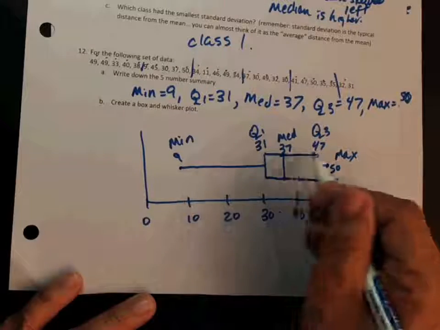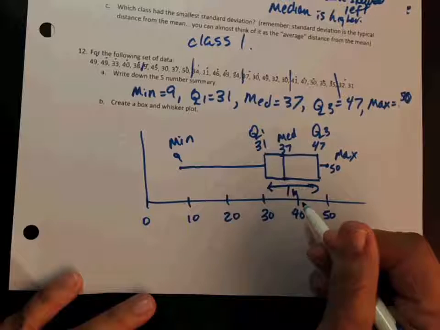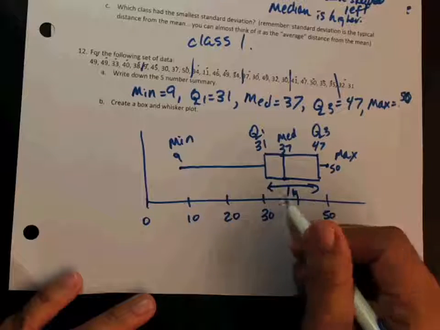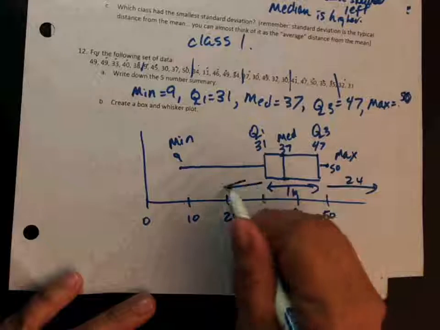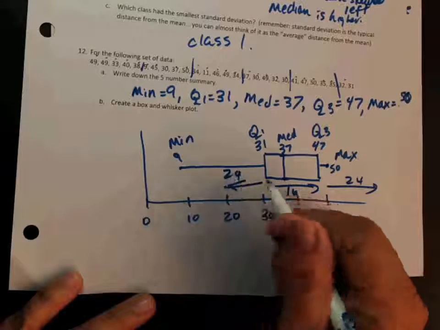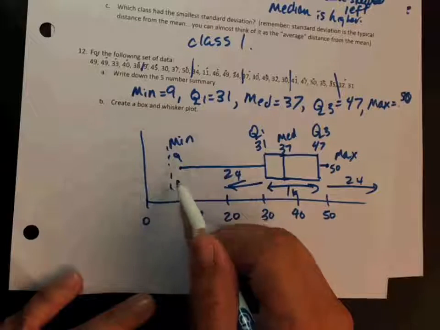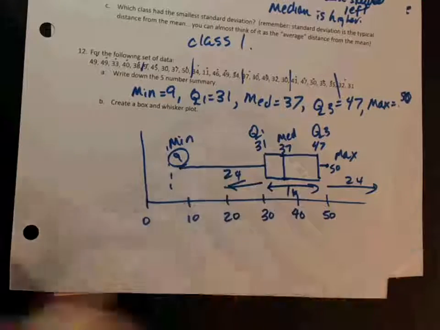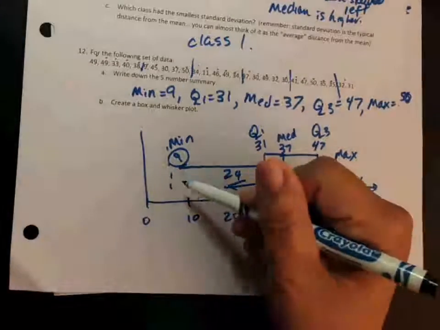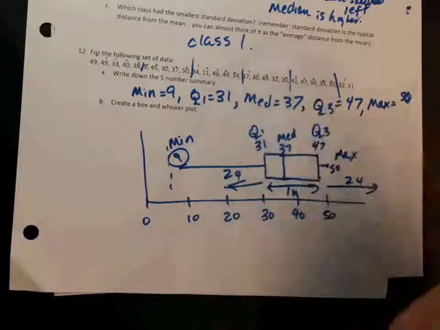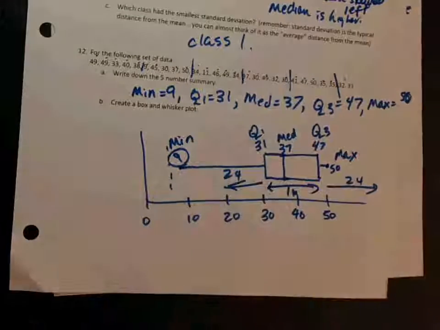IQR for this is this width, right? So the width is 16, and 1.5 of these, that's another 8, would be 24 up, right? 24 that way, and 24 that way. Well, 31 minus 24 is 7. If this point had just been a little bit lower, it would have been an outlier. But since it's 9 and it's on this side of 7, it's not an outlier. So there are no outliers, in case you're interested.